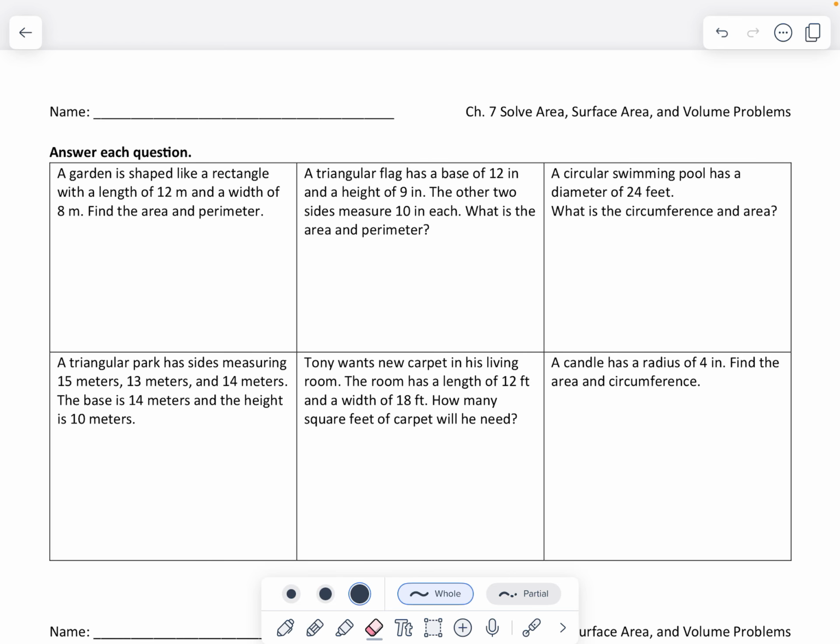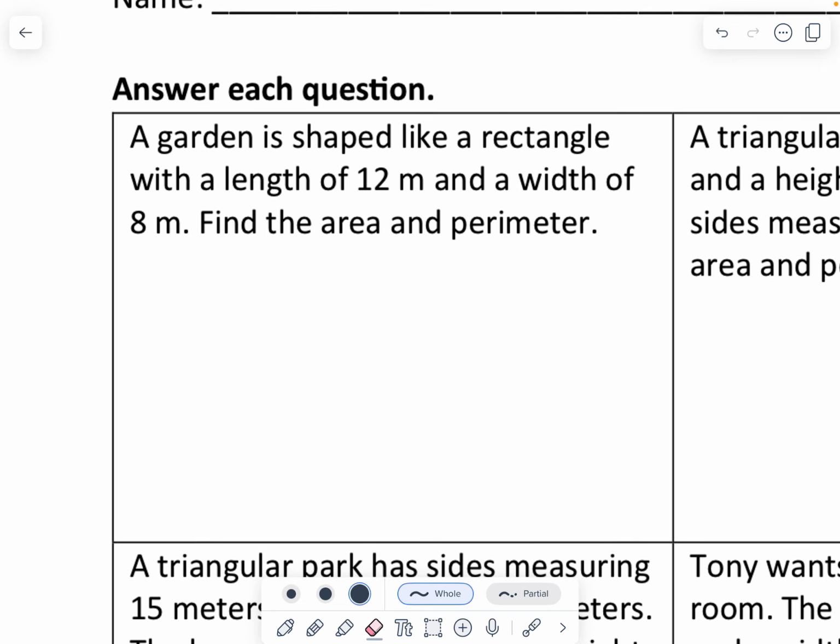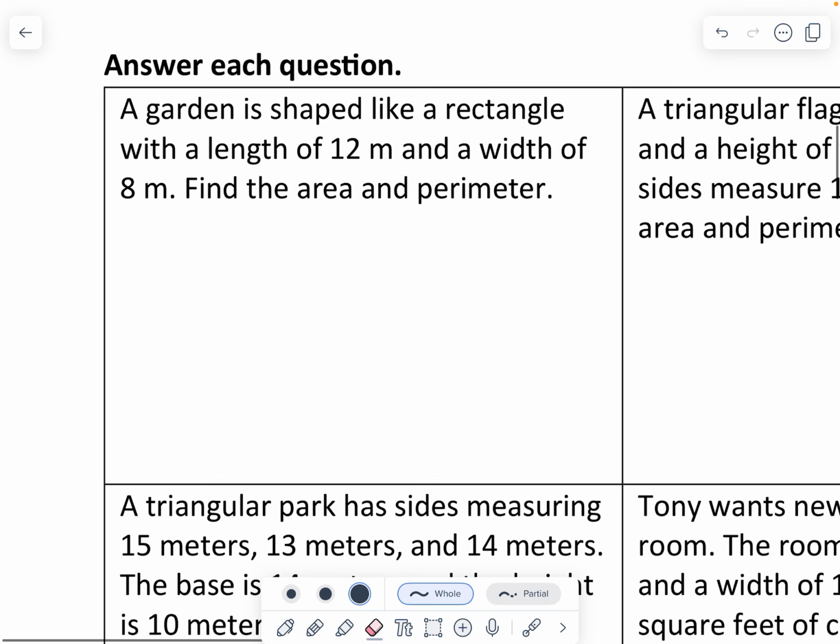We're reviewing area and perimeter because we're going to be dealing with that on Thursday when we start our zoo project. So this first question says, a garden is shaped like a rectangle with a length of 12 meters and a width of 8 meters. Find the area and perimeter.